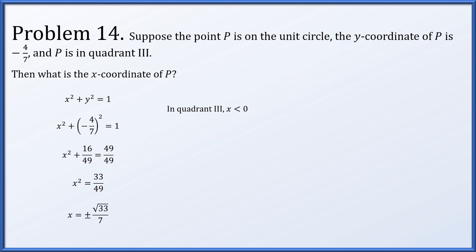But we were also told we are in quadrant 3. And as we determined in the previous problem, in quadrant 3, x is negative. So we are taking the negative square root of 33 over 7.